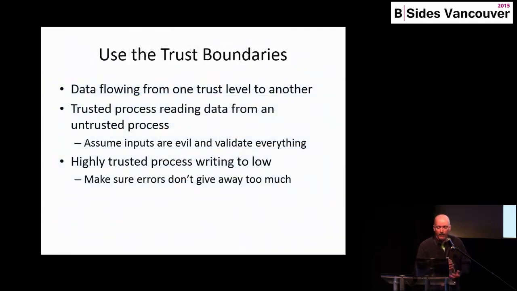So you've got your diagram. You use the trust boundaries in your diagram to analyze the data flowing from one trust level to another, especially when to be wary of trusted processes reading data from untrusted processes. Assume inputs are evil, or highly trusted processes running too low. And we've had many examples where a highly trusted process has put out a very informative error message to a not as highly trusted process, which has then used that information to carry out an attack.